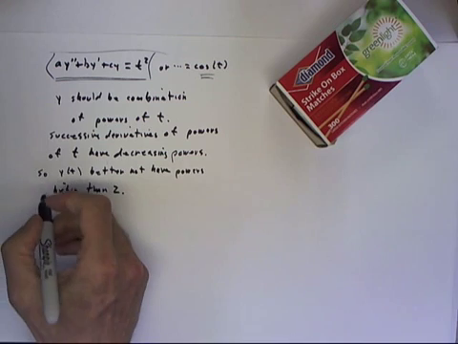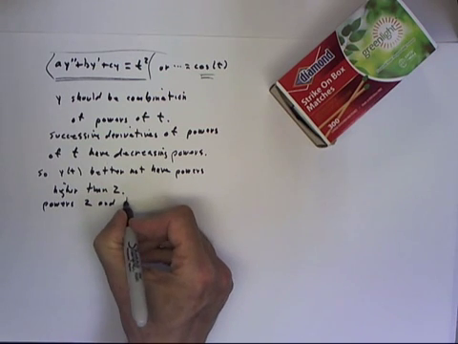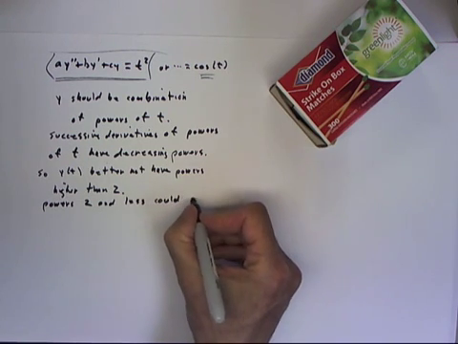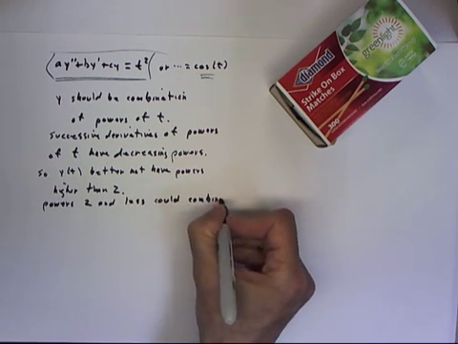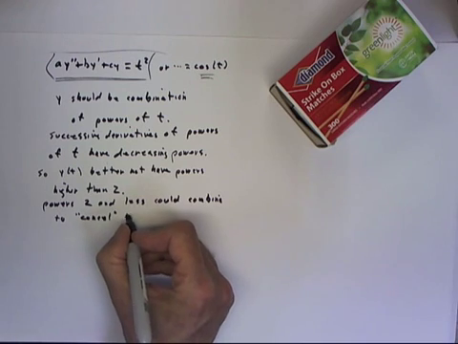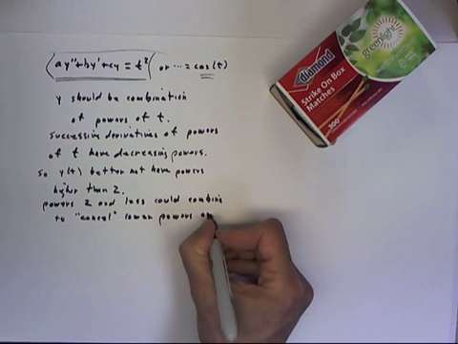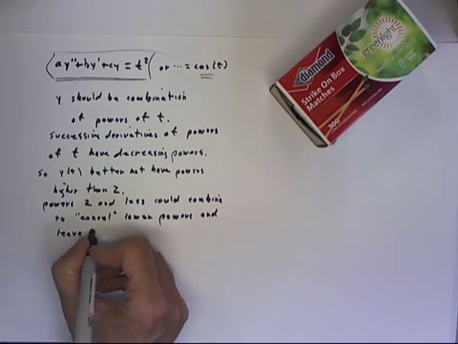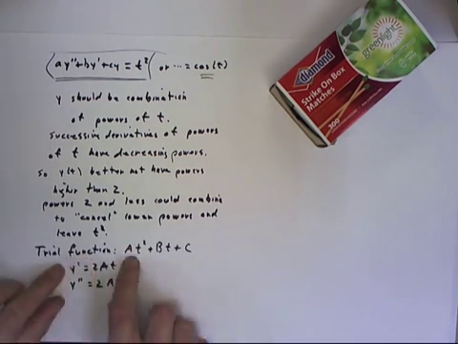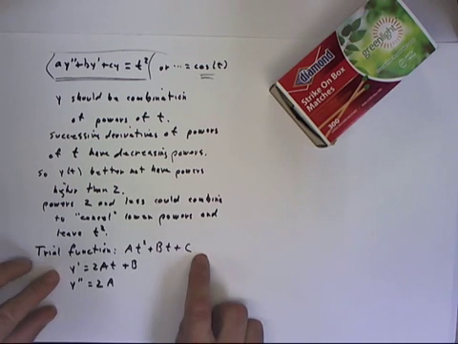We can also think ahead to say that powers less than 2, when you take their derivatives, could combine to cancel lower powers, and leave t squared. So this gives us a trial function of the form at squared plus bt plus c. This would be our y function.